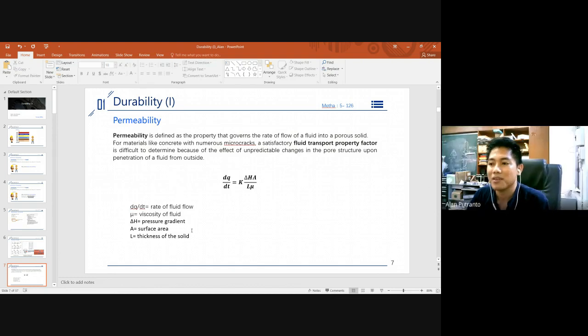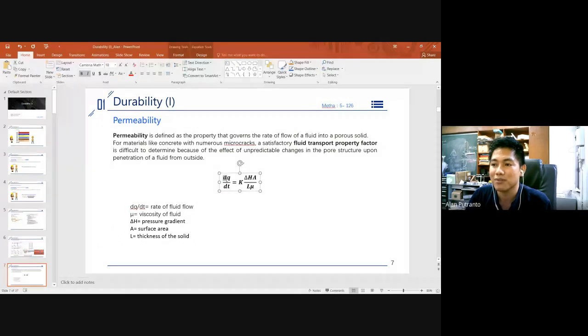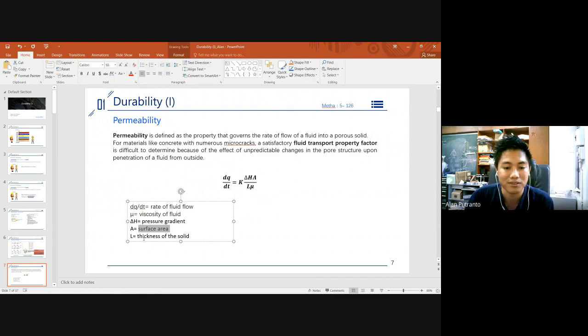Okay, this one is for the rate of flow, and this K is for the coefficient of permeability. That actually depends on what kind of material we have at the time. And then we have the viscosity of the fluid, the pressure gradient, the surface area, and the thickness of the solid.